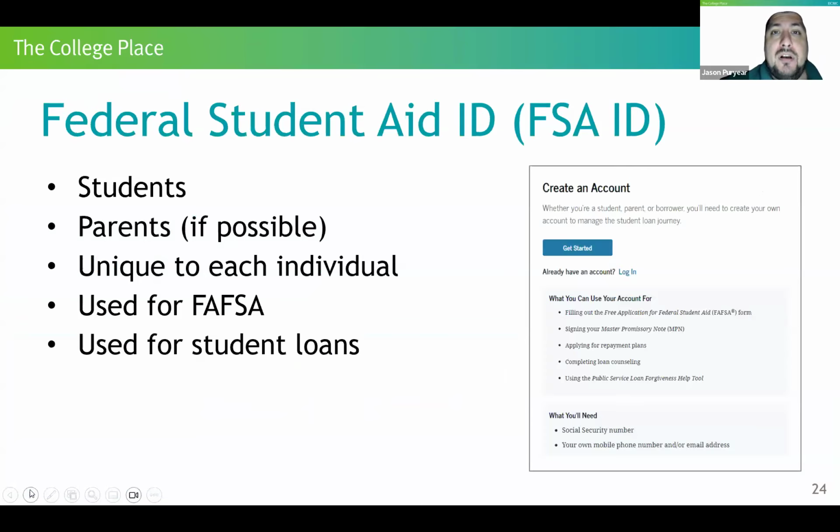Everybody will need what's called a federal student aid ID. You may also see language online referring to this as a studentaid.gov account. In addition to the structural changes that Congress made to some of the funds going into this form, they're changing some of the language as it comes to the financial aid process. And this is one of those areas where you'll see FSA ID and studentaid.gov, depending on what site you're reading, they mean the same thing.